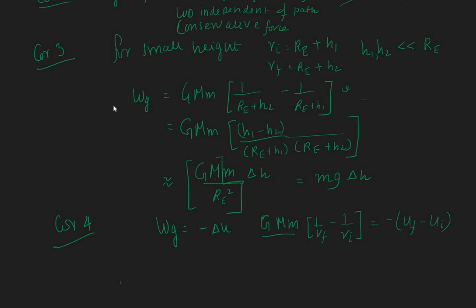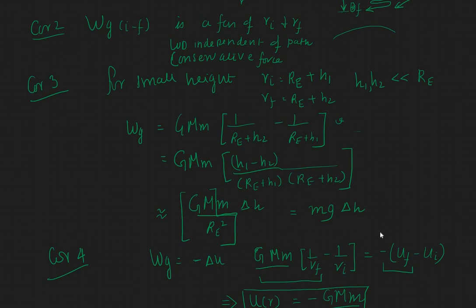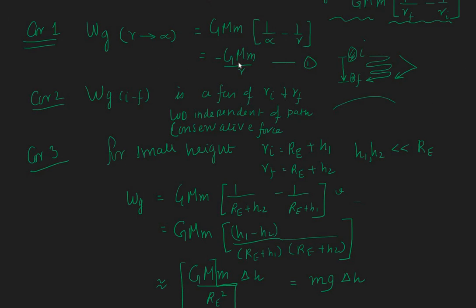So this implies, you can take this quantity here and this quantity here, that your U of R is minus GMm by R. So this we call the potential at a point R, and this is minus GMm by R. In corollary 1, we found out that it's nothing but the work done by gravity in moving an object from R to infinity. So this is what we said in corollary 1.